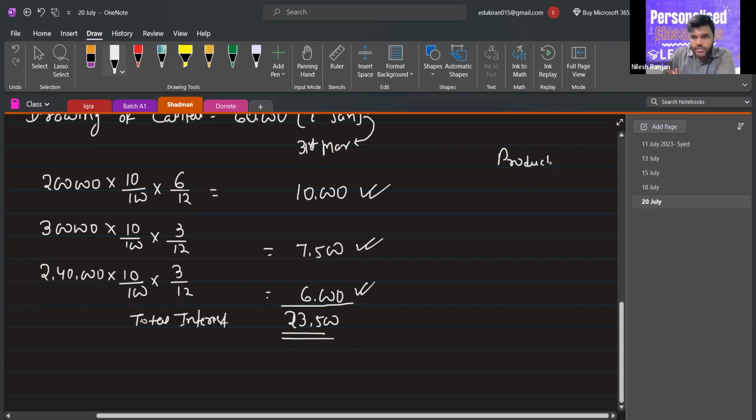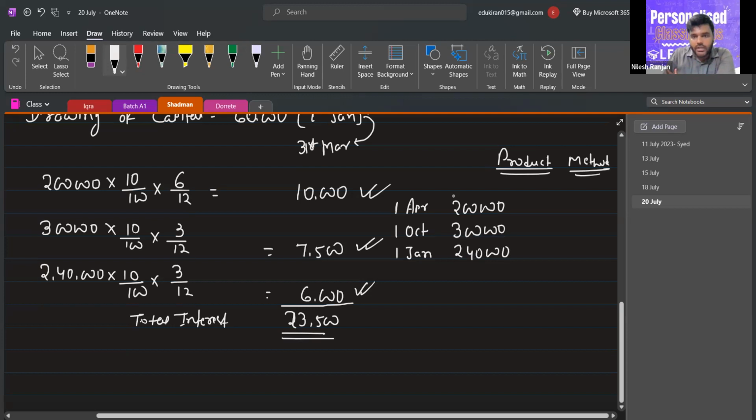Now, how is the product method used? It is similar to this. We have to write the date of change: 1st April, then 1st October, and then 1st January. On 1st April, the amount was 2 lakh. On 1st October, it becomes 3 lakh. And on 1st January, it becomes 2,40,000.